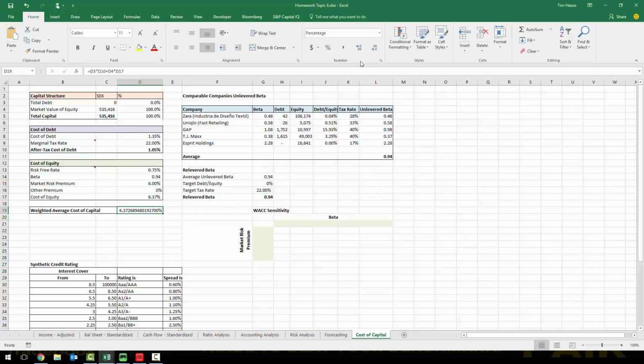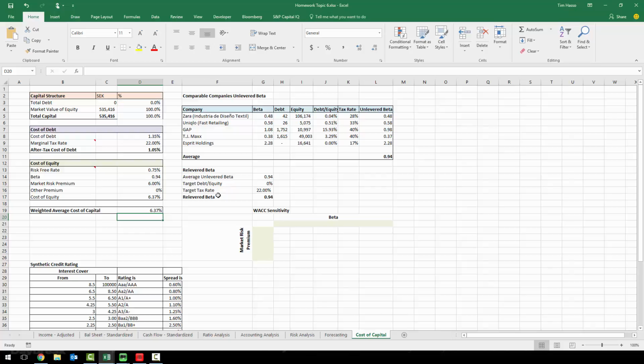So again, it's not necessarily super complex what we're doing here. It's pretty simple. Effectively, all you really need to understand is the process that we're using. Now, another interesting thing that you might consider doing is to look at the sensitivity of the weighted average cost of capital, and to see how the weighted average cost of capital would look if, for example, the beta was 0.8 or 0.9 or 1, or what if the market risk premium was 5% instead of 6%?